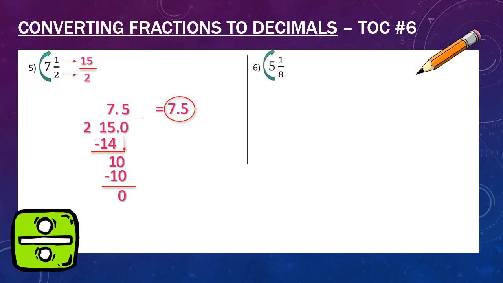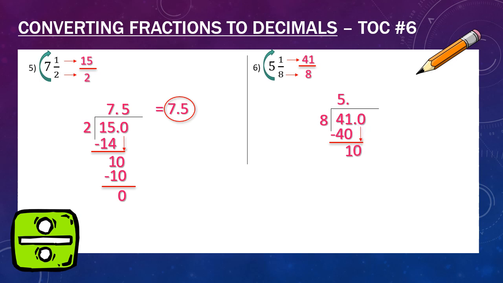And then the last example, let's go ahead and do our magic C. 8 times 5 is 40, plus 1 is 41. 8 stays my denominator. We're going to put 41 on the inside of the house. 8 is on the outside of the house. And again, we're going to have a whole number in front, so don't put a 0. 8 goes into 41 5 times. 5 times 8 is 40. Then I'm going to subtract and have 1 left over.